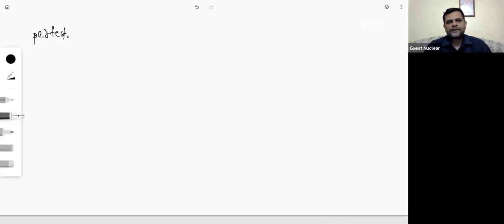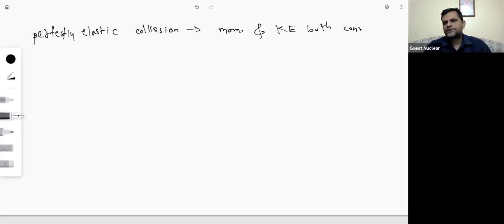Perfectly elastic collision: the collision in which the momentum as well as the kinetic energy is conserved is called a perfectly elastic collision. Remember, momentum plus kinetic energy, both are conserved. So the collision during which both kinetic energy and momentum are conserved, we call it perfectly elastic collision.